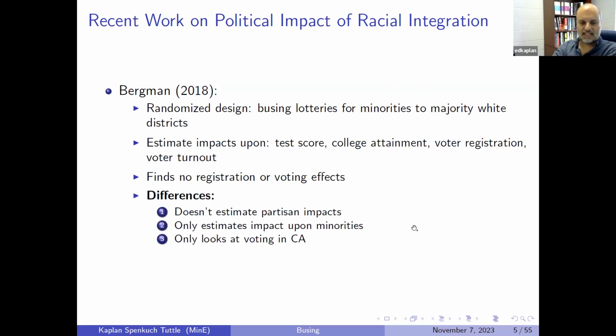First of all, he doesn't estimate partisan impacts, as I said. Second, he only looks at the impact on minorities, whereas our focus will be on whites. And third, he only looks at voting in California. We're, in contrast, going to look at voting nationally.